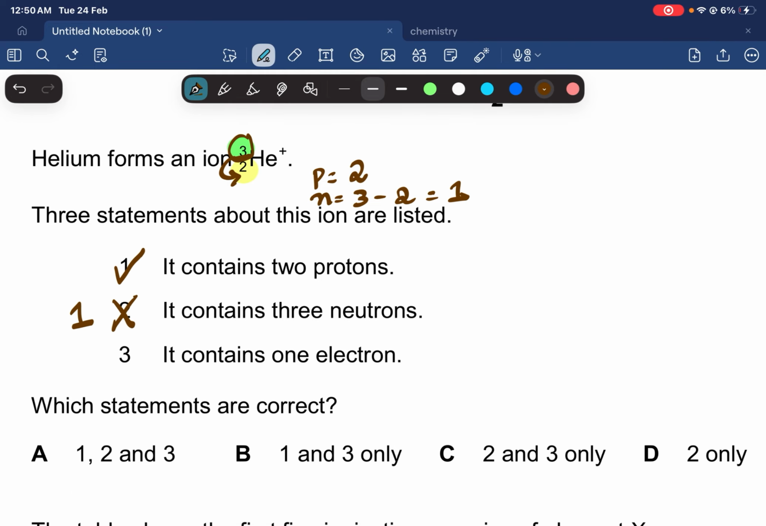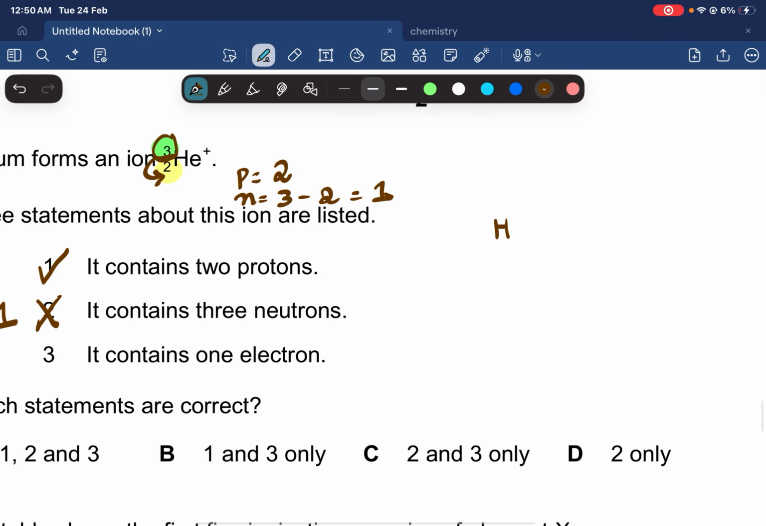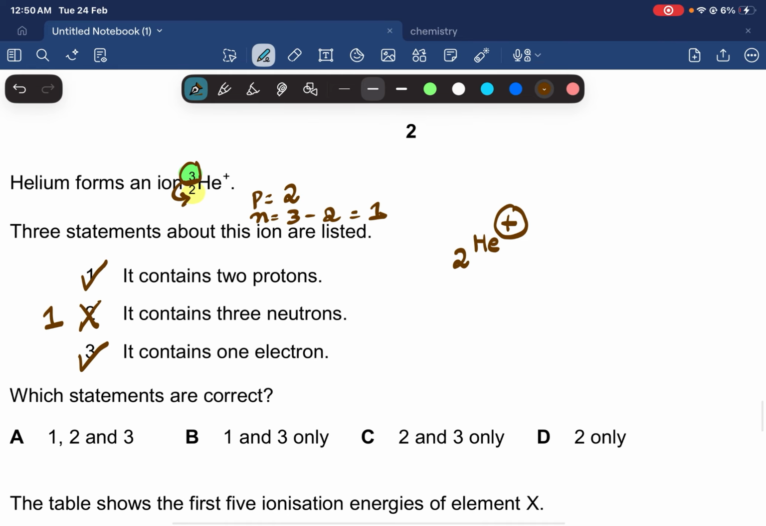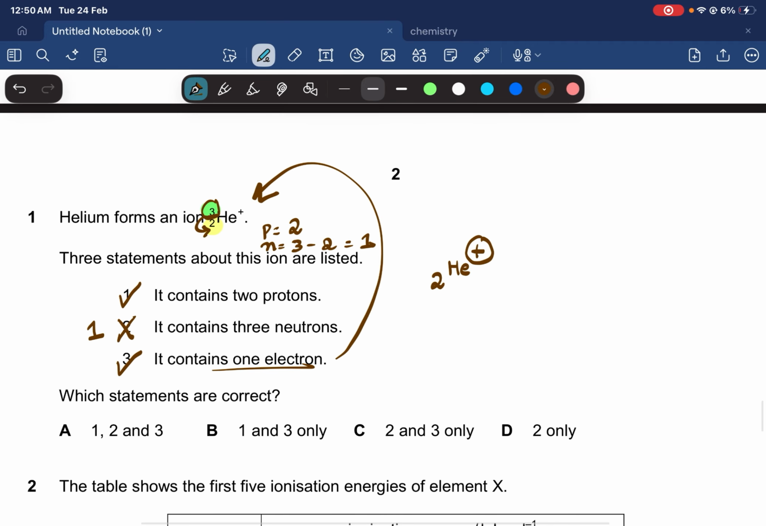It contains 1 electron. So let's see. A helium atom has 2 electrons initially, and plus 1 means it lost 1 electron. So now it only contains 1 electron. That's about the helium ion. The atom contains 2, but the ion contains 1. So 1 and 3 are correct.